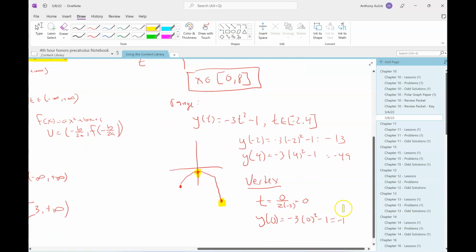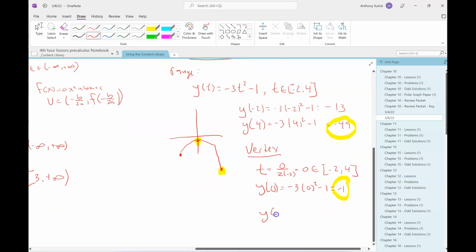So my smallest number amongst those 3 is -49. The biggest number is -1. And I know I need that because 0 is in between, or is on the interval for t. So it is the picture that I've drawn. So we should be going from -49 to -1.